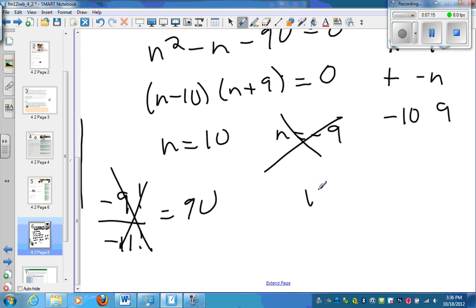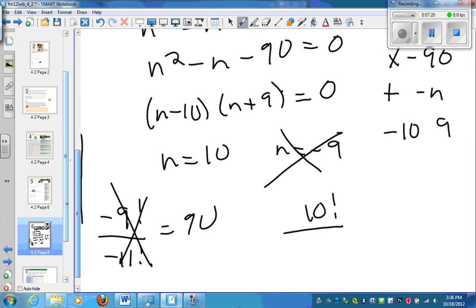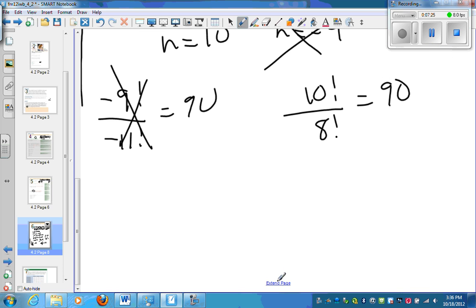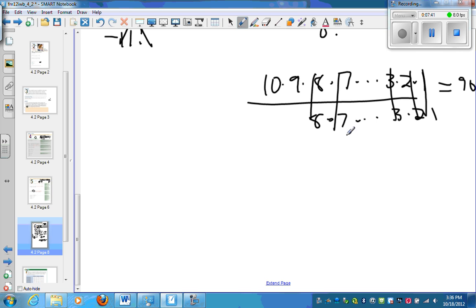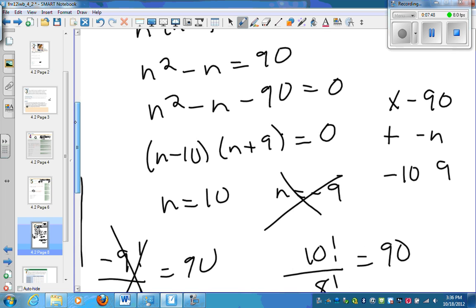Let's check the other one. Does 10 factorial over 8 factorial equal 90? Well, let's see. So this is 10 times 9 times 8 times 7 all the way to 3, 2, 1, divided by 8, 7 all the way to 3, 2, 1. So you can see each of these factors are going to cancel each other out. I'm left with 10 times 9 equals 90 and 90 equals 90. So my answer is n is equal to 10.